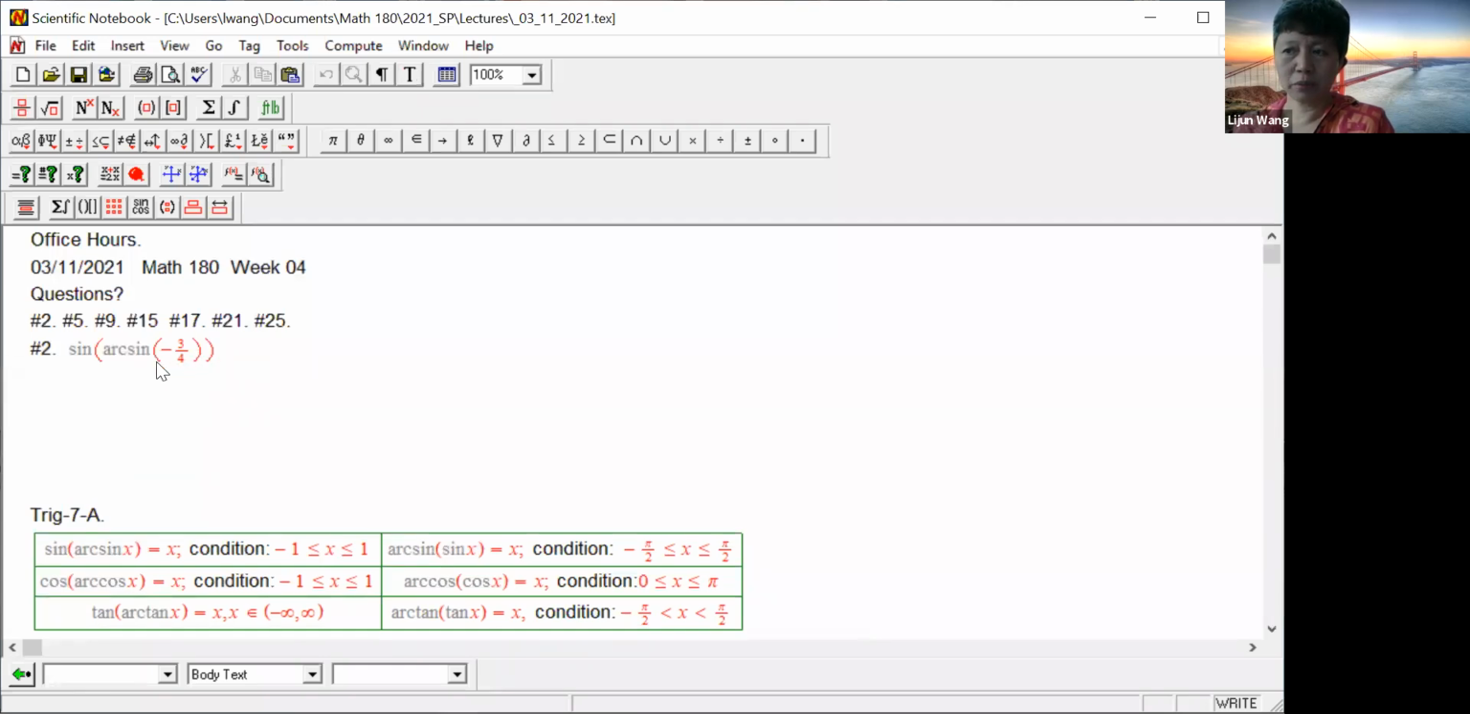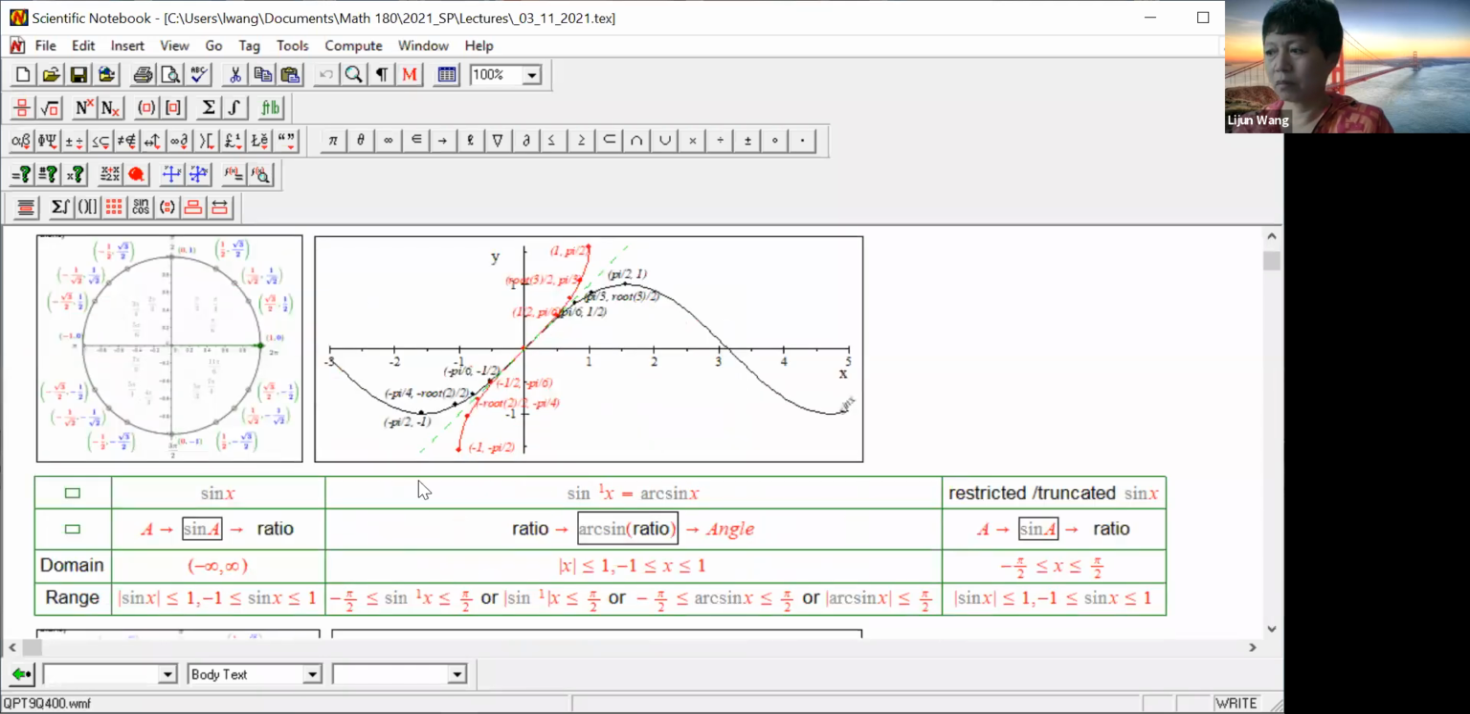First, you check the input. The input is a ratio. For arc sine, the input is a ratio. The next thing you need to check is whether this ratio is in the domain of arc sine. What is the domain of arc sine? Right here. You follow me? That's the domain of arc sine.